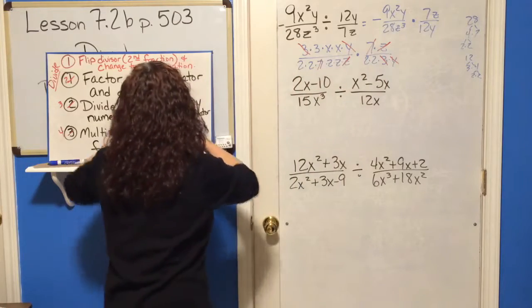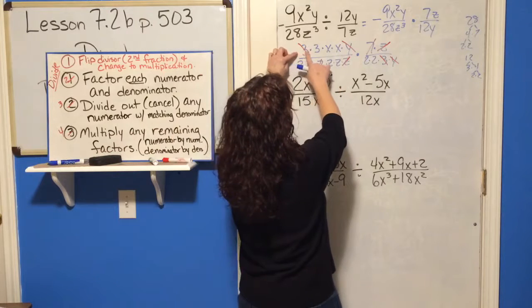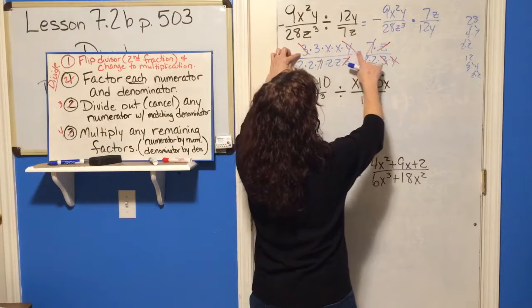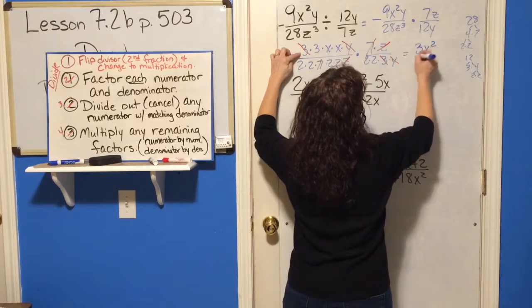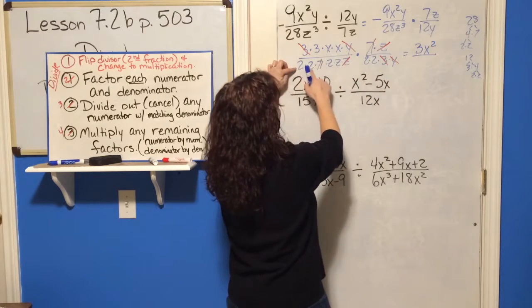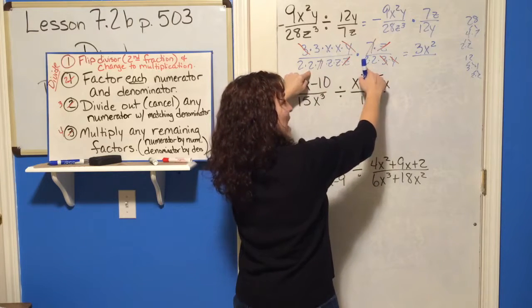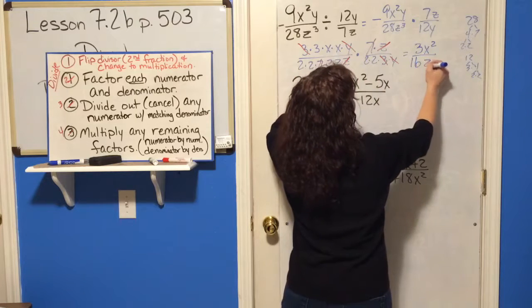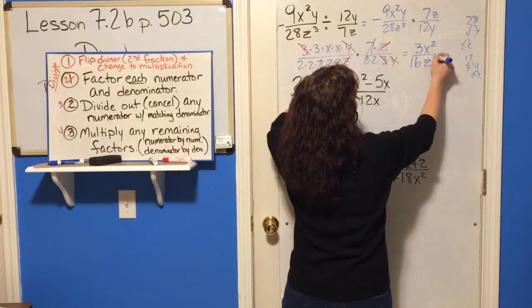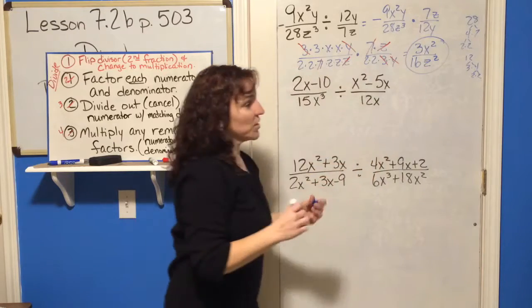So now the last step is to multiply any remaining factors. I'm going to multiply across 3 times x, and there's nothing left here. So 3x squared over 2 times 2 times 2 times 2. 2 times 2 is 4, times 2 is 8, times 2 is 16. And 2 z's, so z squared. This is a 2 and that's a z, and that is your final answer.